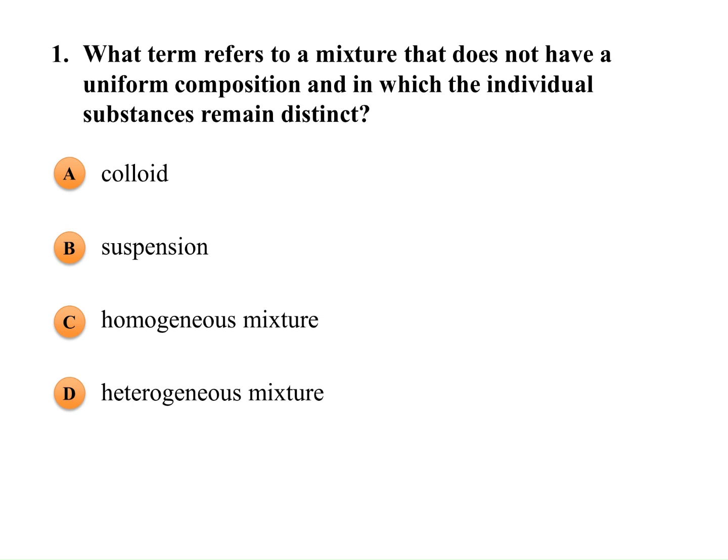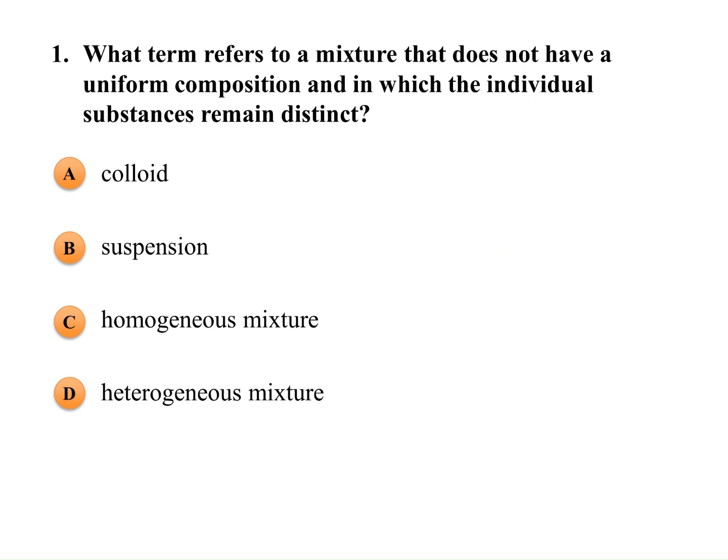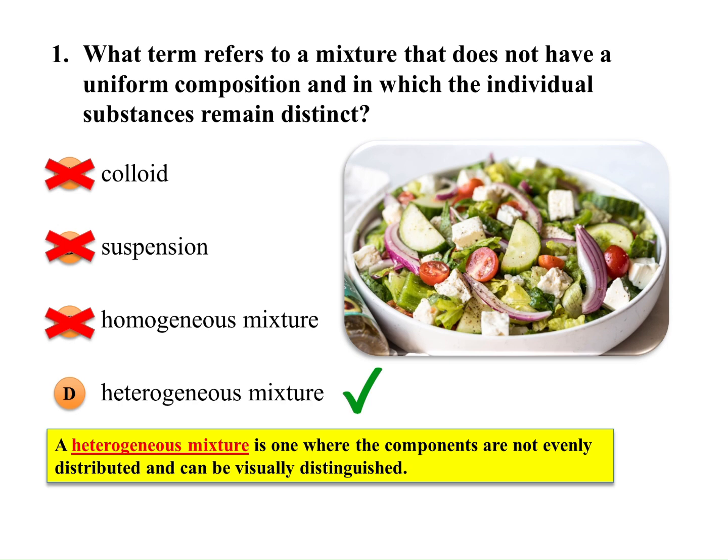What term refers to a mixture that does not have a uniform composition and in which the individual substances remain distinct? Of course, the correct answer is D, heterogeneous mixture. And what's a heterogeneous mixture? It's one where the components are not evenly distributed and can be visually distinguished from each other.